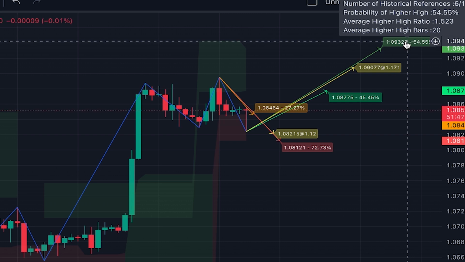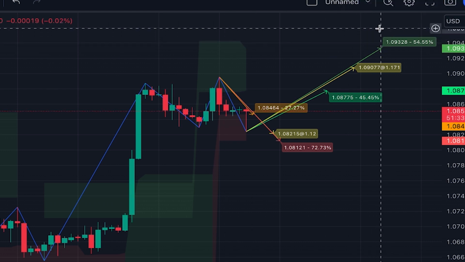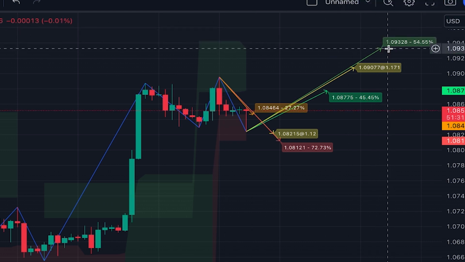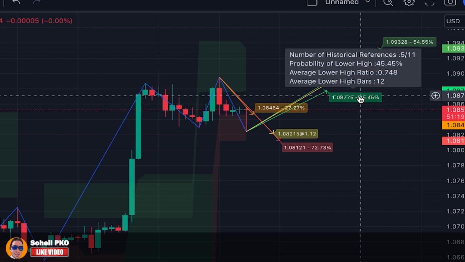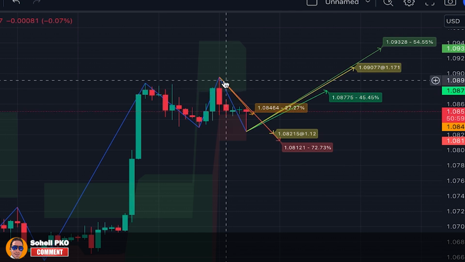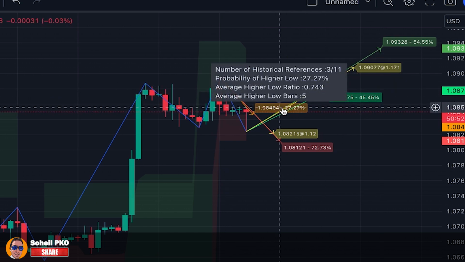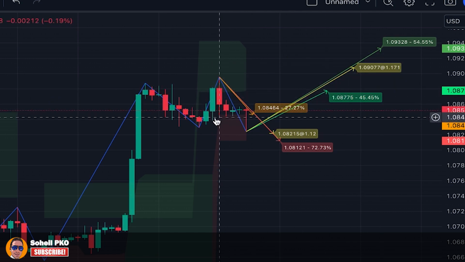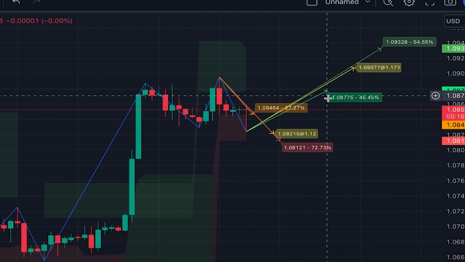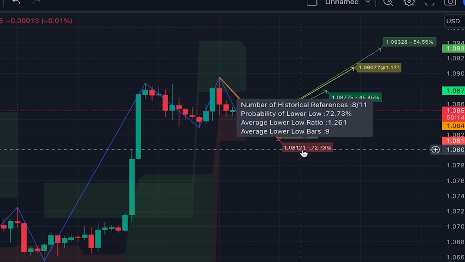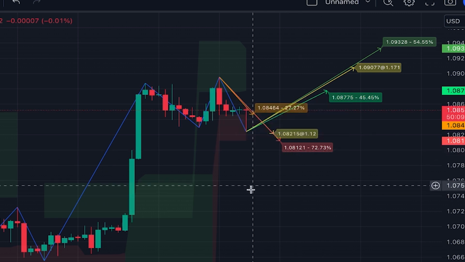This is the probability of higher high, 54% probability to have a higher high, which can happen possibly at the price 1.093. This one is probability of lower high, having a pivot point lower than this high. This one is probability of higher low, a low higher than this low, which happens in the case that we're going to have a higher high. And this is the probability of having a lower low, a low that is lower than this low.